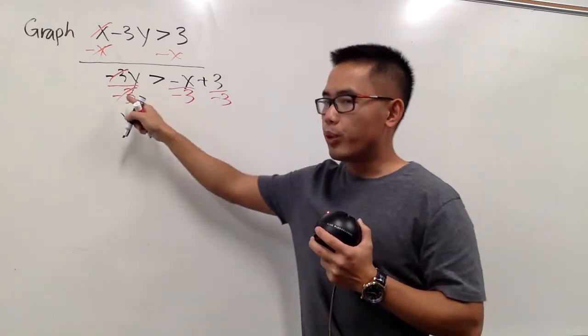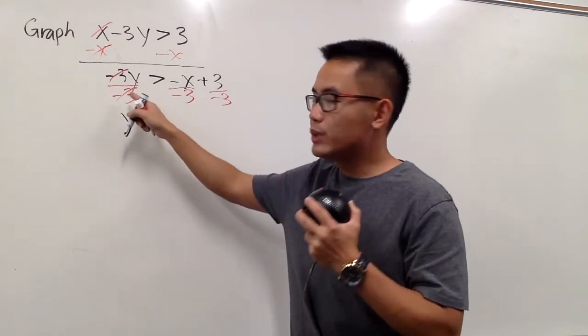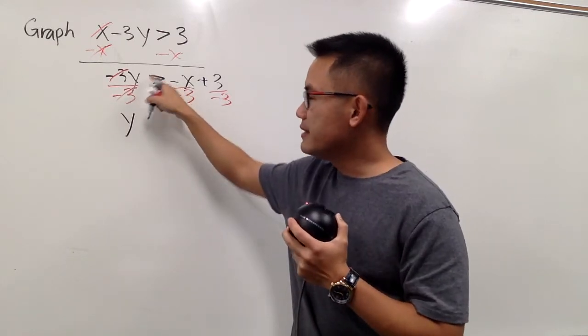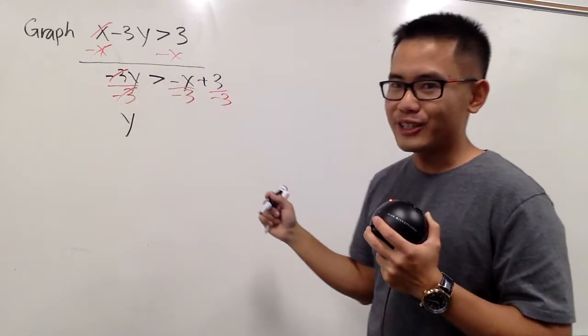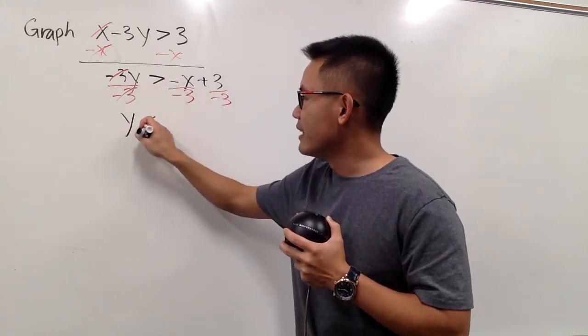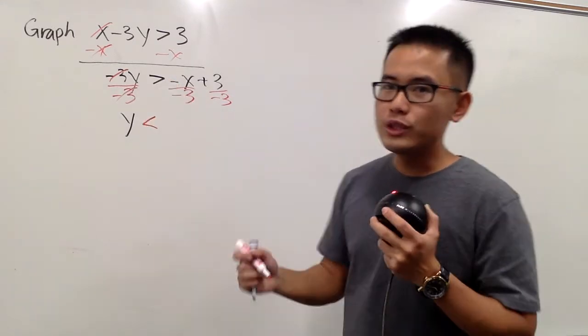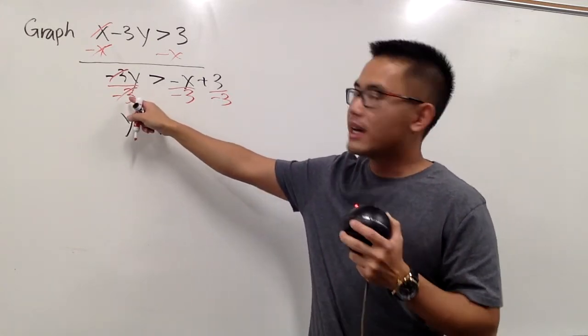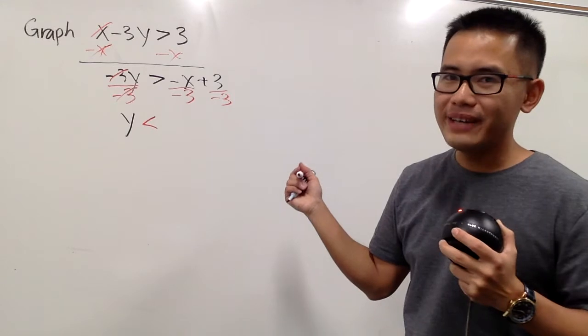And the important thing right here is that because we divide it by a negative number, we are going to take this inequality and switch direction. Instead of a greater than, now we will have a less than, okay? Switch the inequality symbol whenever you multiply or divide by a negative number, okay?